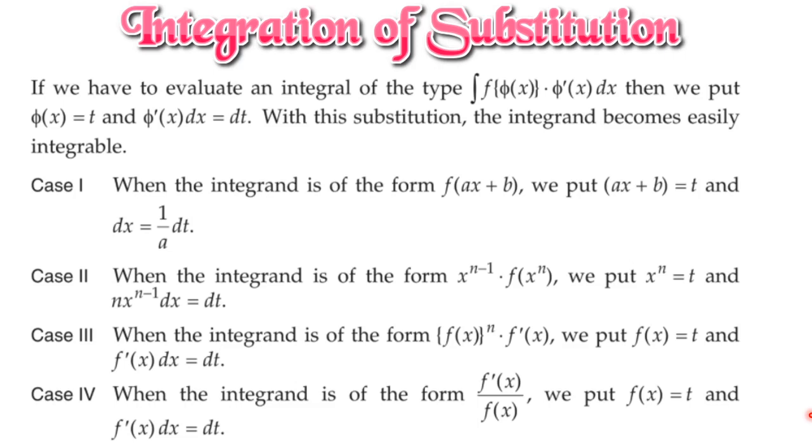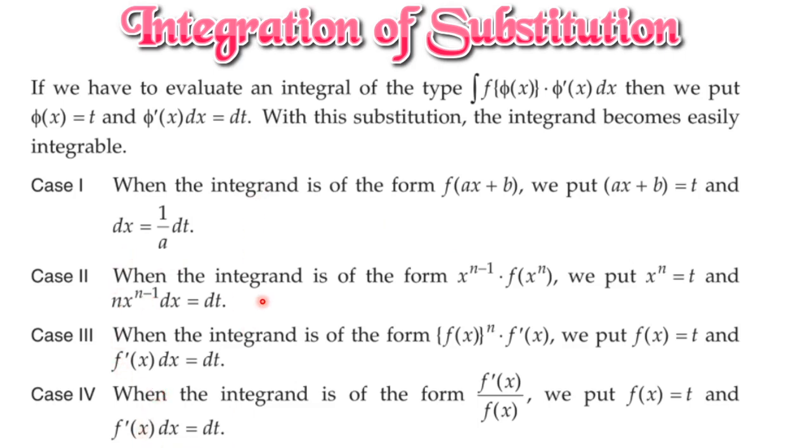If we have to evaluate any integral of this type, then we put phi x equal to t and phi dash x dx is equal to dt. With this substitution, the integrand becomes easily integrable. When the integrand is of the form f of ax plus b, we put ax plus b as t and dx will be equal to 1 upon a dt. When we do the questions, these things will be clearer to you.